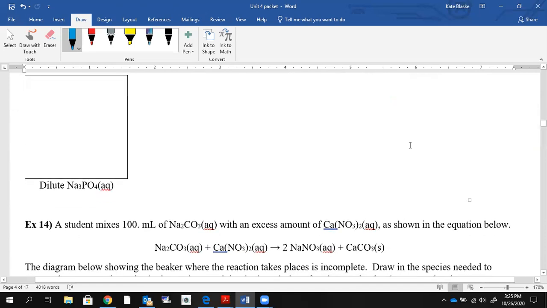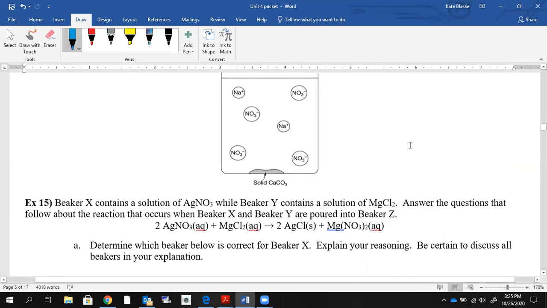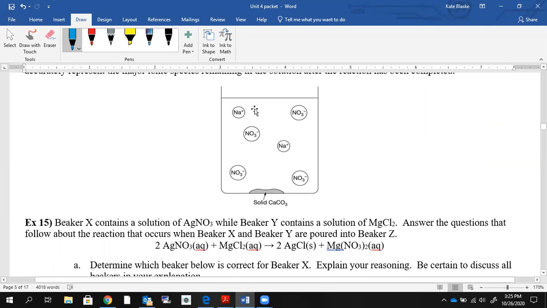We also can show concentrations. So if we look at this particular diagram right here, it tells us a whole lot about what's going on. So first thing I see is that I only have 2 sodium ions, but I've got 1, 2, 3, 4 nitrate ions. So that's giving me some information about concentrations. I know that I have more nitrate than I do sodium. And I also see that this calcium carbonate is sitting down at the bottom of this beaker as a solid. So I know that that is not forming ions in the solution because it is not soluble.